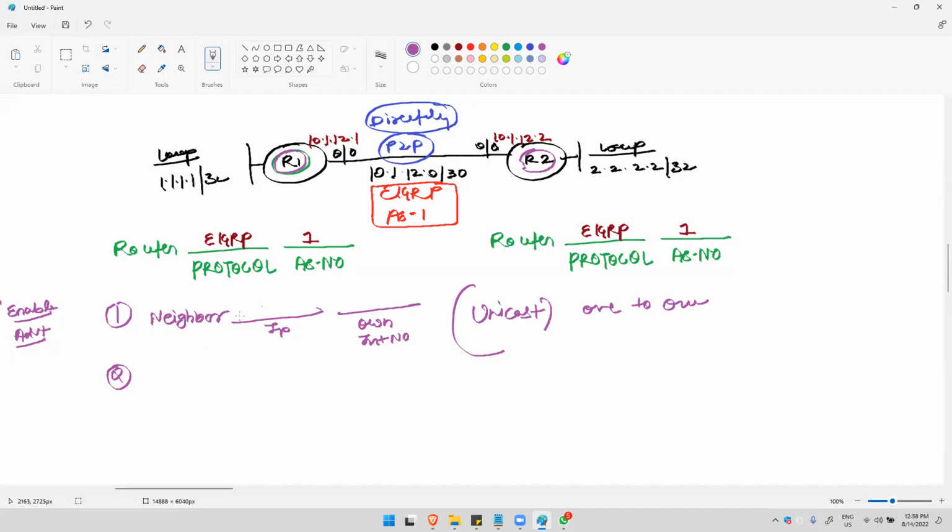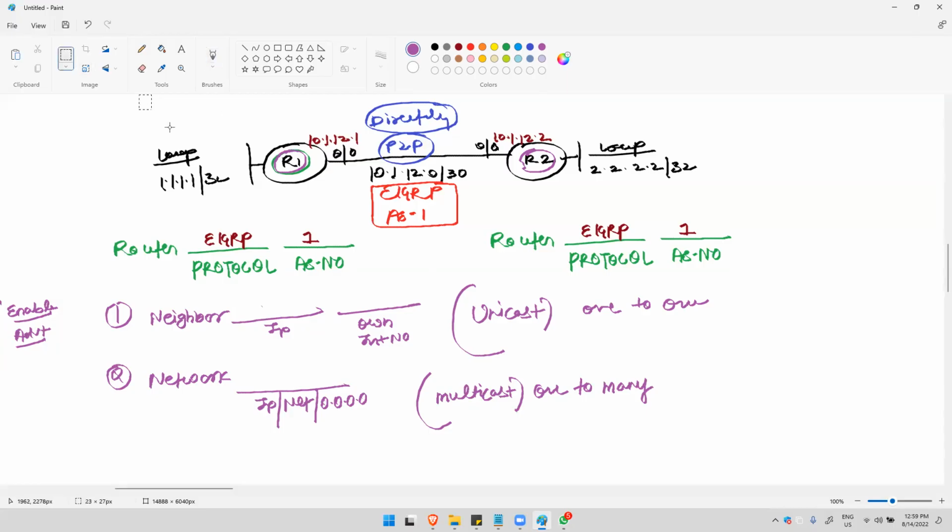If I want to form multicast neighborship, which command do I use? Network. After network, we can define the network address, or we can define the 0.0.0.0 keyword also. This process is multicast, and multicast means 1 to many. Clear? Now, first we learn unicast neighborship, because unicast is very important.